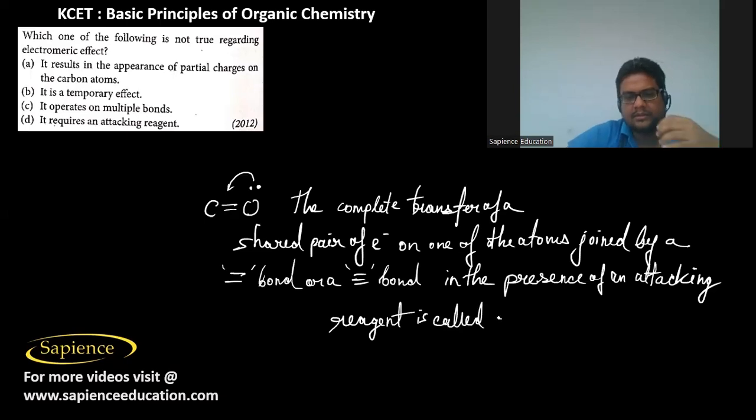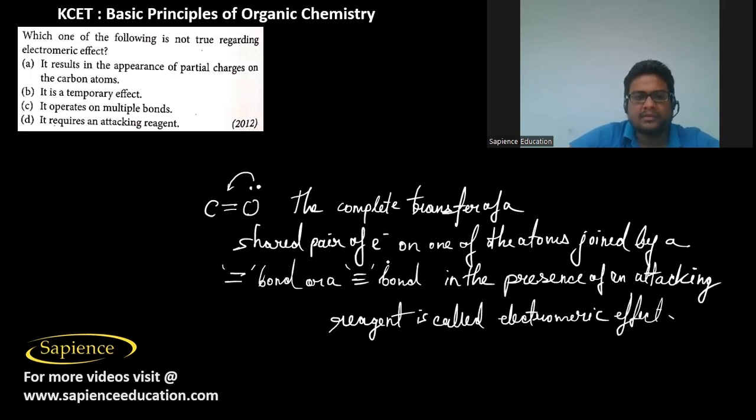This is called electromeric effect. Here, when the shared pair of electrons is transferred, obviously some charges will be formed on the carbon atoms. Some partial charges will be formed on the carbon atoms.